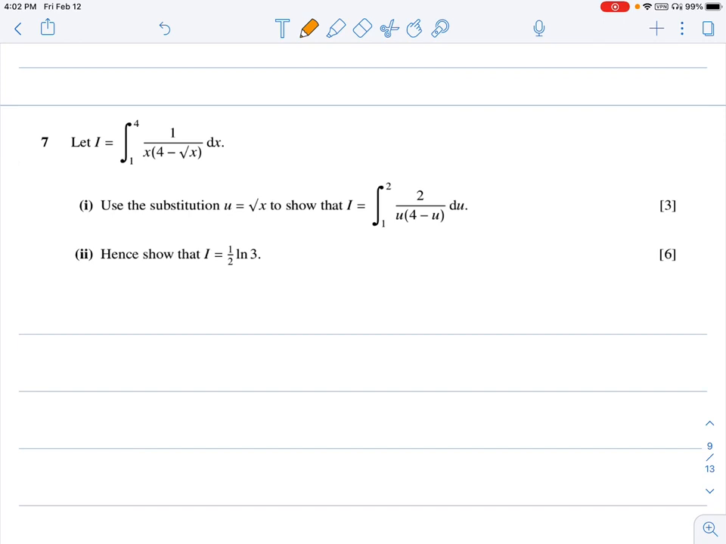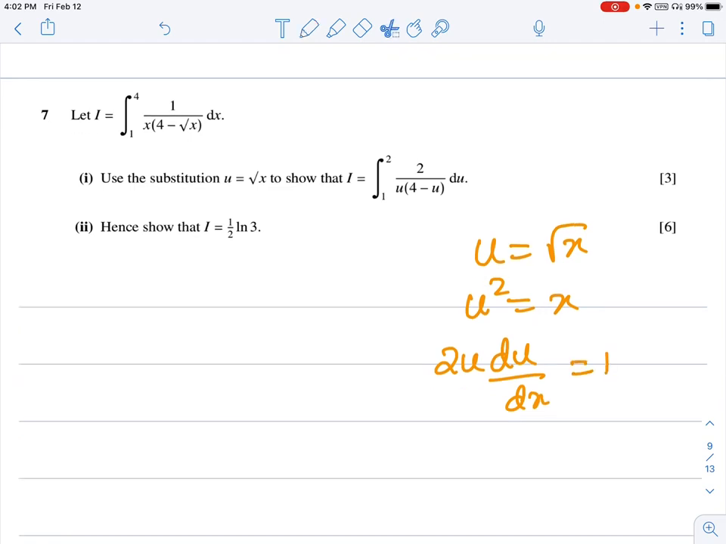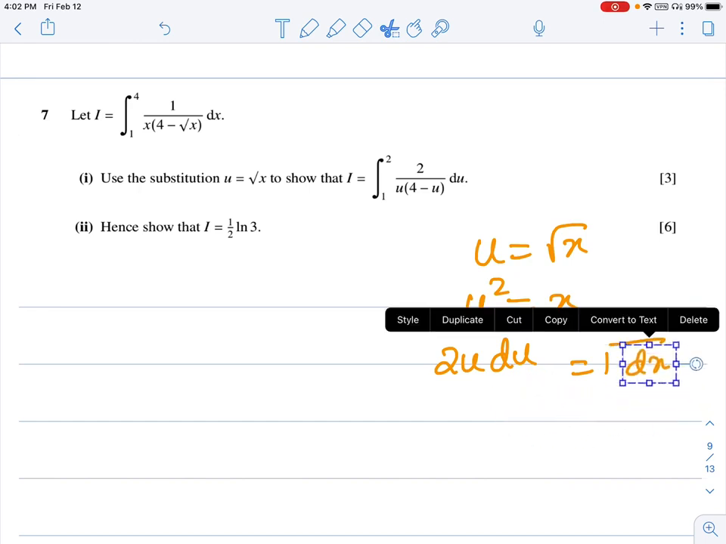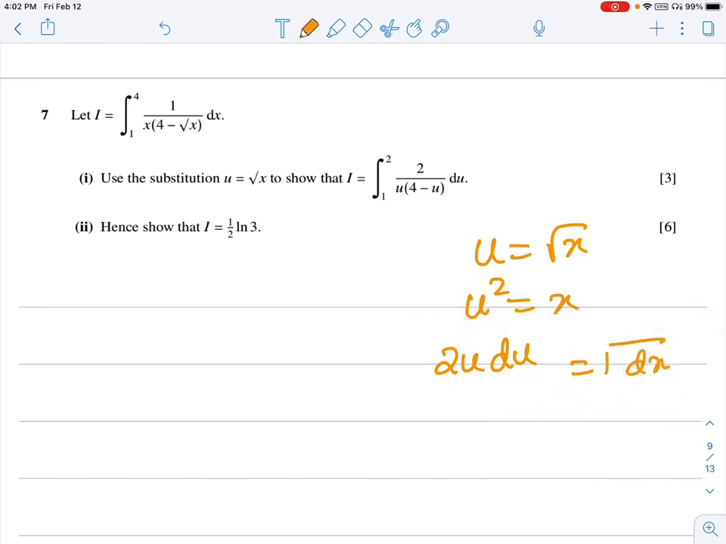Question number 7. I is equal to this much. Use the substitution u equal to root x to get this value. u is equal to root x, u squared is equal to x. Derivative of u squared is 2u du/dx, derivative of x is 1. What can I do? dx I move to the other side. So 2u du is equal to 1 dx.